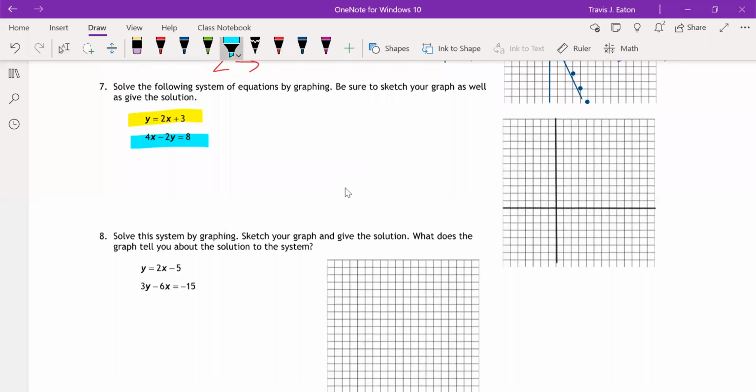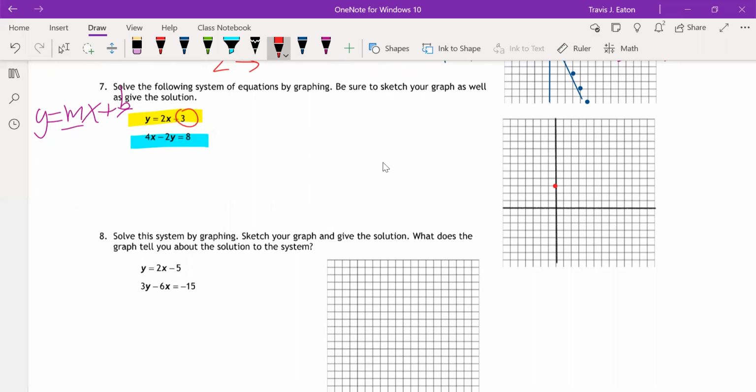So remember, in slope-intercept form, it's y equals mx plus b, where m is the slope and b is the y-intercept. It's where it crosses the y-axis. So in our first line here, we can say, all right, well, look, 3 is our y-intercept for the first equation there. So we'll go to 3, 1, 2, 3, and we'll place a dot there.